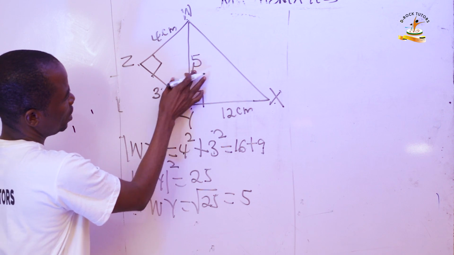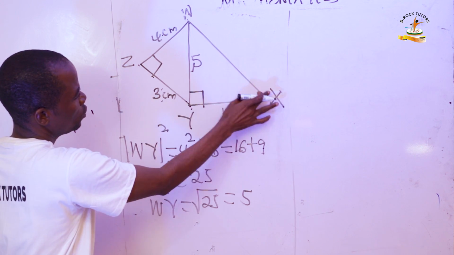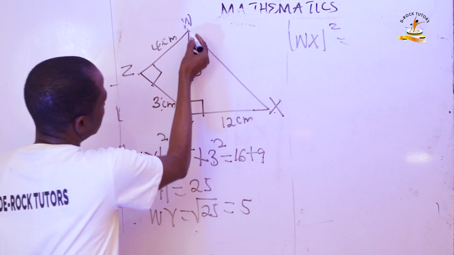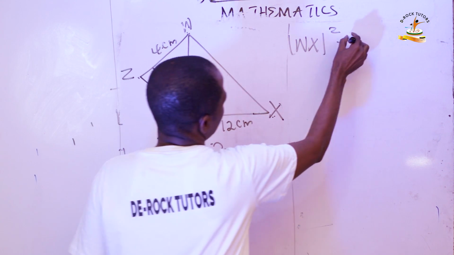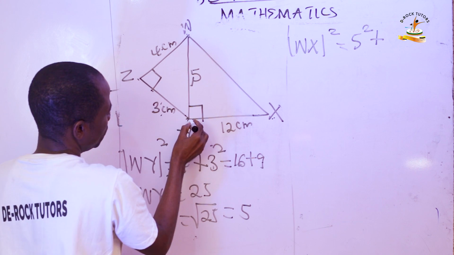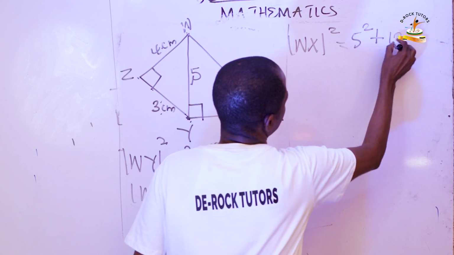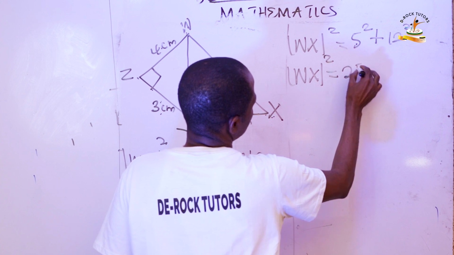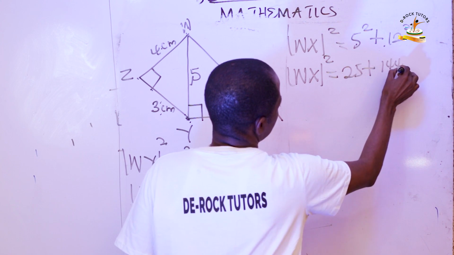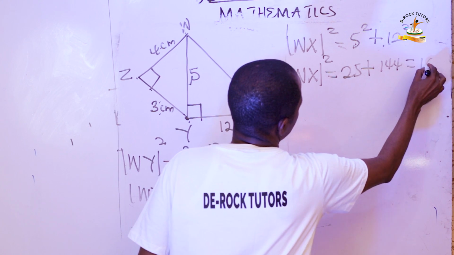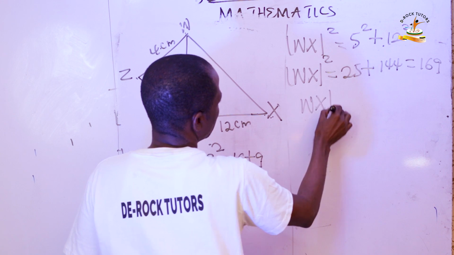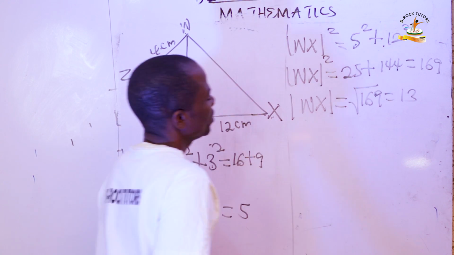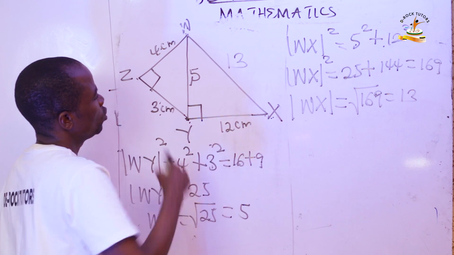Now that we know what this is, we can use the same Pythagoras theorem to find WX. So WX all squared will be the square of this plus the square of this. That will be 5 squared plus the square of this, which is 12 squared. So WX squared is equal to 5 squared, that's 25, plus 12 squared, that's 144. 25 plus 144 is 169. If you take the square root of both sides, WX gives us the square root of 169. That will give us 13. So this is going to give us 13.